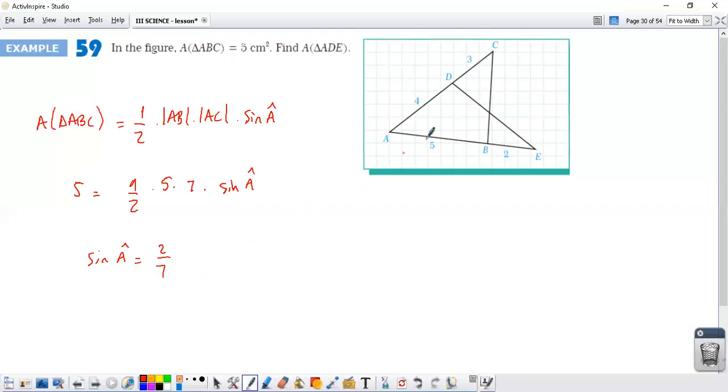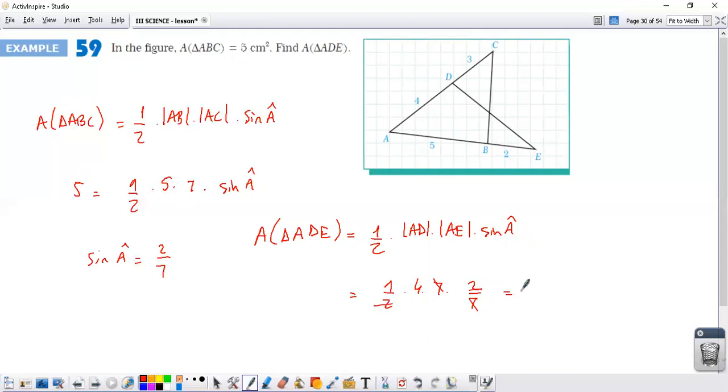Since angle A is common to both triangles ABC and AED, we can use the value of sine A for both triangles. To find the area of triangle ADE, we write 1 over 2 times side AD times side AE times the common angle A, so 1 over 2 times 4 times 7 times sine A, which was 2 over 7, and the 7s cancel each other out. So it's going to be 4 centimeters squared, the area of triangle ADE.